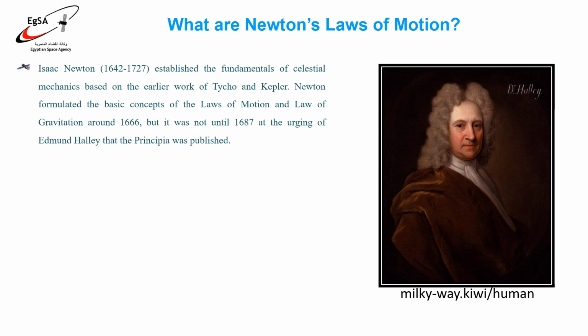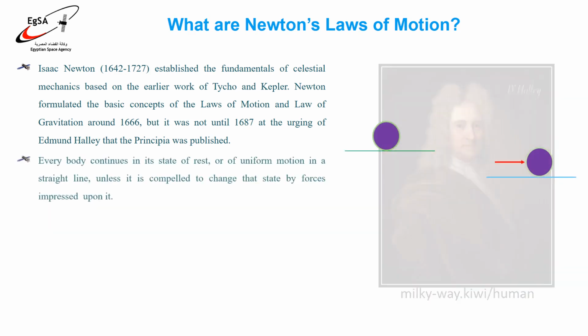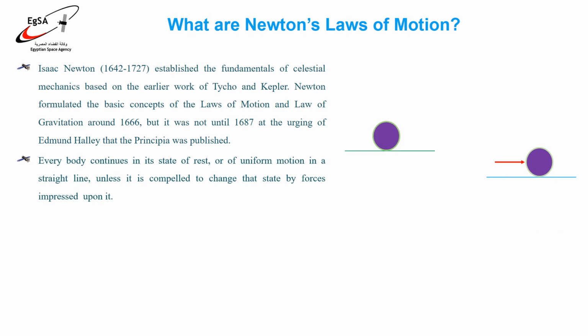The following 3 laws of motion given by Newton are considered the axioms of mechanics. First law: every body continues in its state of rest or of uniform motion in a straight line unless it is compelled to change that state by forces impressed upon it. This sounds trivial to us, but in the 17th century this was new.